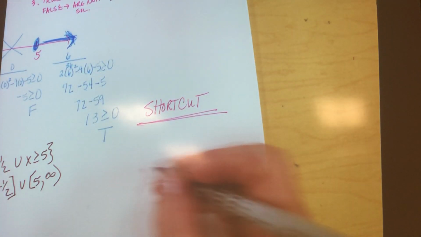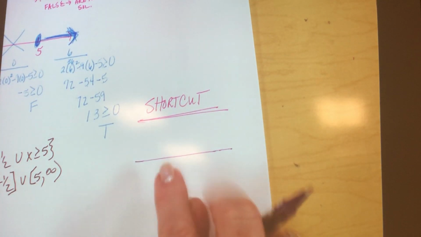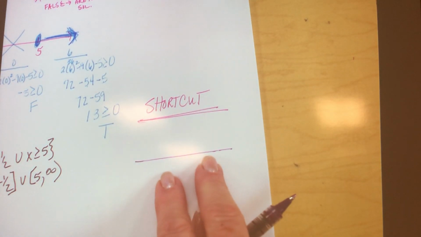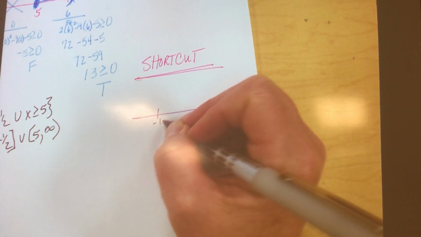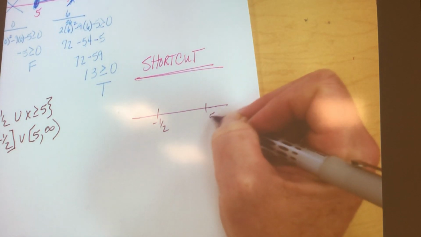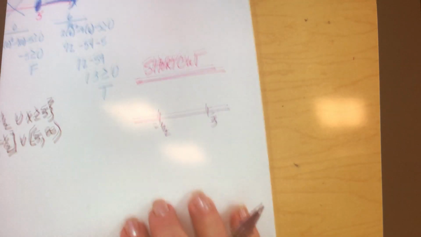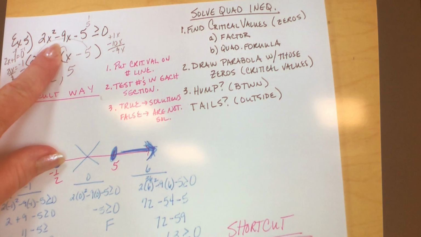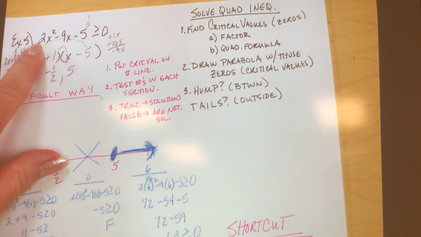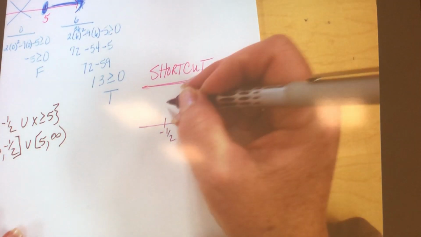All right, so what I want to do is draw. You can call it a number line. Y'all, actually what it is, it's the x-axis, but we're going to kind of use it like a number line. Okay? My critical values are negative 1/2 and positive 5. Are you with me? The next question you have to ask yourself, how does my parabola open? Up or down? Everybody agree? Yes. A positive x squared, he opens up.